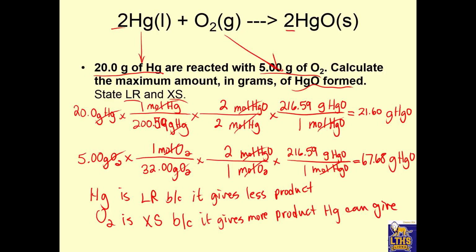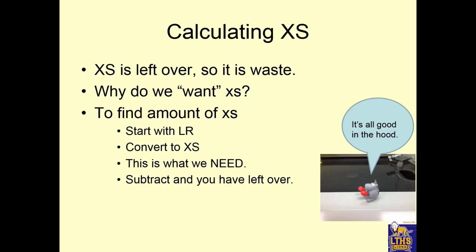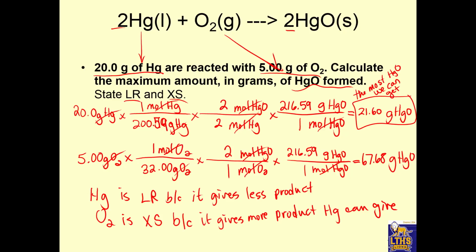Now we have to figure out the maximum amount of HgO formed. Well, this is the most we can get, the most HgO we can get, because you can't get more once the mercury runs out. Once the mercury is gone, folks, you're not getting any more HgO. Just like once the wheels are gone, you can't get any more tricycles. Okay, so that's how you calculate the most product you can get out. And that's how you decide what the limiting and excess reactant are.